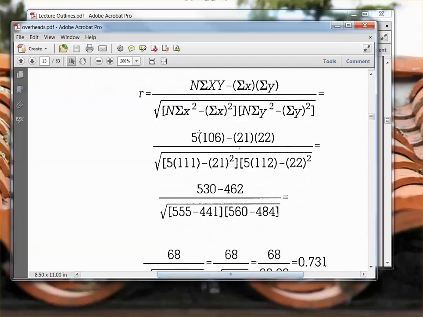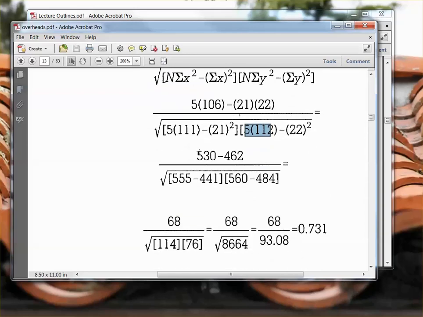So the way I would solve it is first I would multiply these numbers and multiply these numbers in that step, right? The other thing you could do is multiply these numbers and these two numbers and go ahead and square these two values, 21 squared and 22 squared. And so you get 530, 462, 555, 441, right? So the next step is then to reduce.